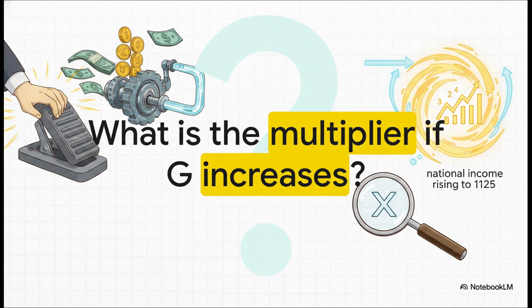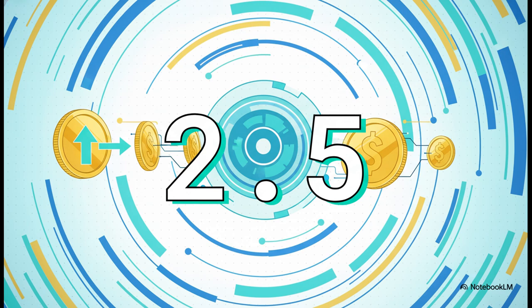Let's say we inject 50 more units of government spending, taking G from 150 to 200. The math tells us national income rises to 1125. So based on this change, what is the true power of our machine's multiplier? The multiplier is exactly 2.5. We find this by taking the change in income, which went up by 125, and dividing it by the change in government spending, which went up by 50. 125 divided by 50 is 2.5. This means every single dollar of new autonomous spending ripples through our economy to create $2.50 of total income. That is the macroeconomic engine at work.